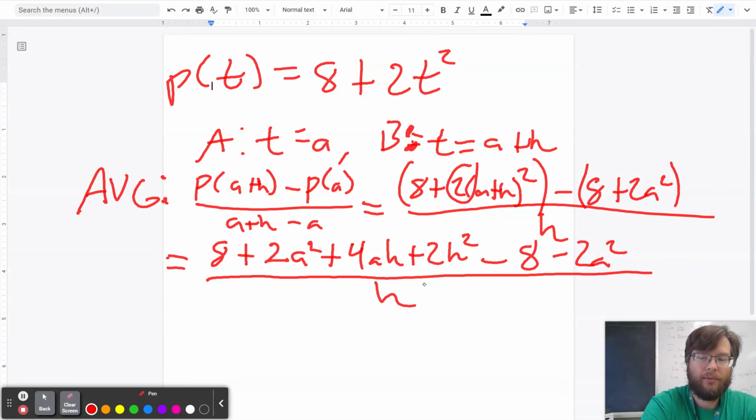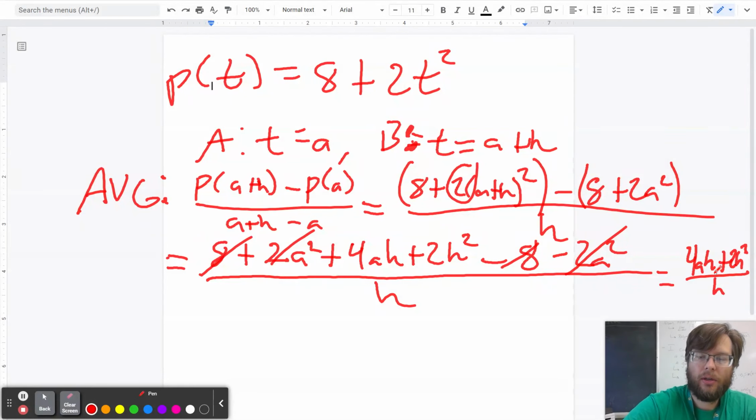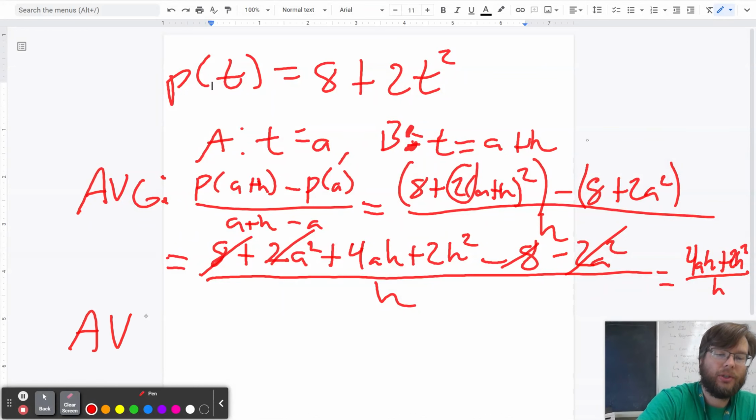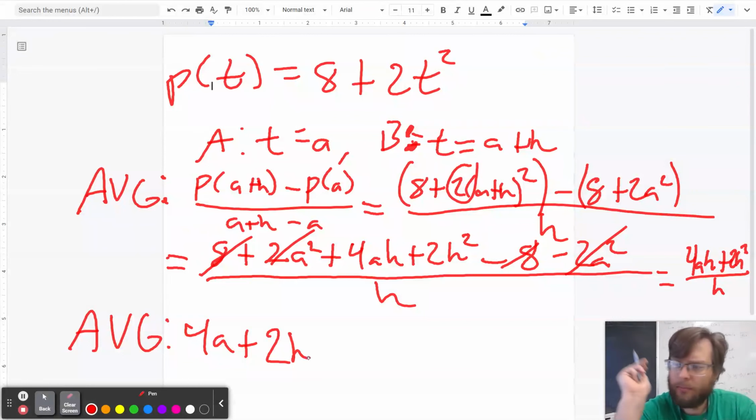And so then the average becomes 8 cancels 8, 2a squared cancels 2a squared. The h's are going to cancel out nicely as well. So I have 4ah plus 2h squared over h. So the average rate of change is 4a plus 2h. Yeah, cancel the h's.